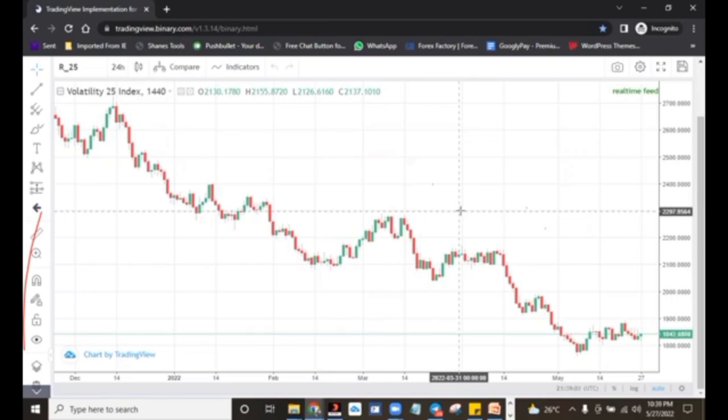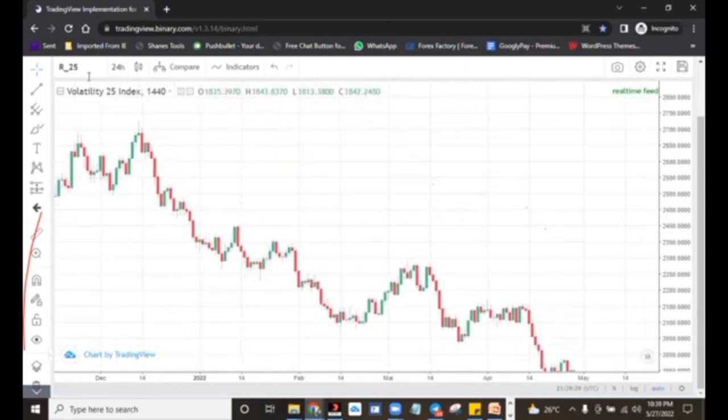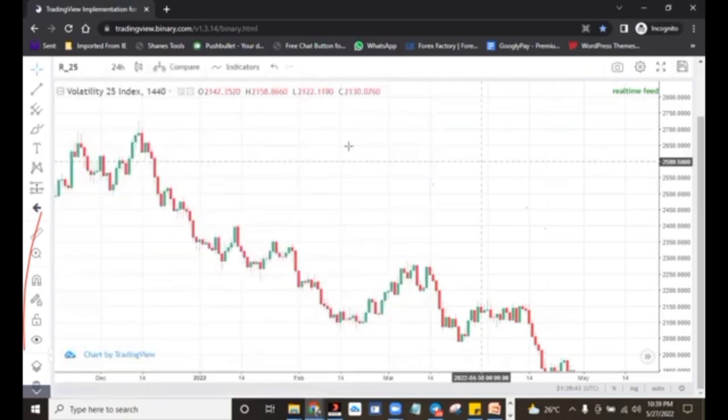Let's talk about the tools that you are going to need in order to analyze your markets. Now, when you get to TradingView, for you to locate the boom and crash market, which we are learning, as you can see, this is volatility. We're not learning volatility, we are actually learning boom and crash. Okay, let me go back.